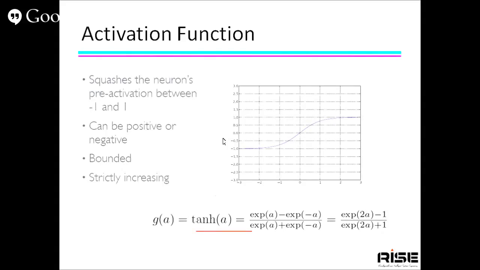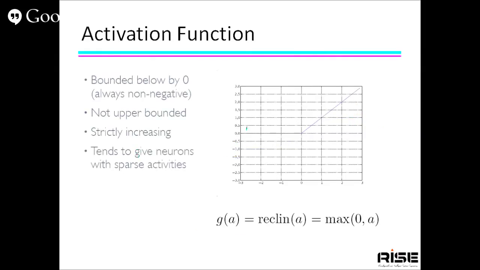So this is the formula for the tanh function. It squashes the neuron's pre-activation between -1 and 1. The lower bound is -1 and the upper bound is 1, and obviously the output can be positive or negative, but still it is bounded and strictly increasing.